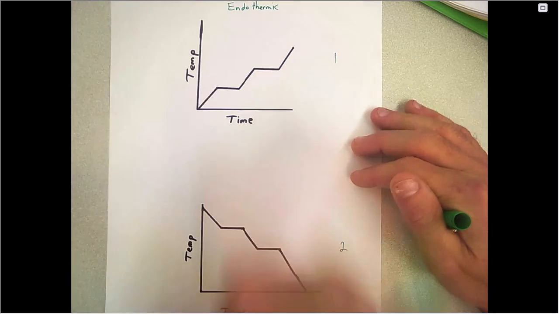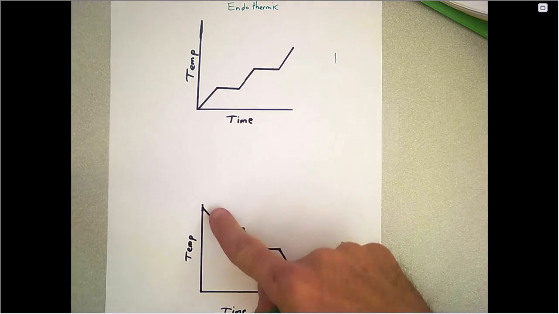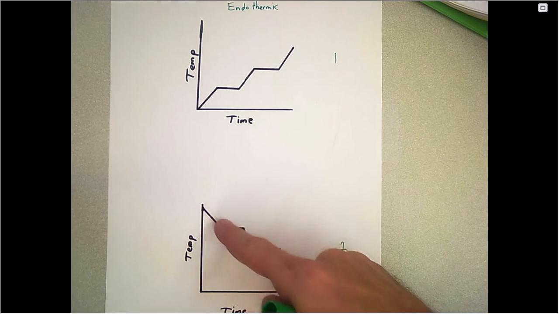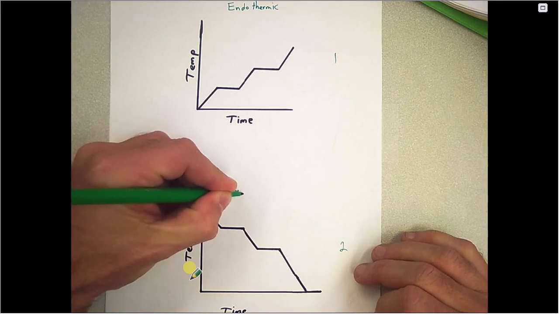And if that's endothermic, exothermic means heat is exiting. So if heat is exiting, that means the temperature is going down over time. So this would be exothermic.